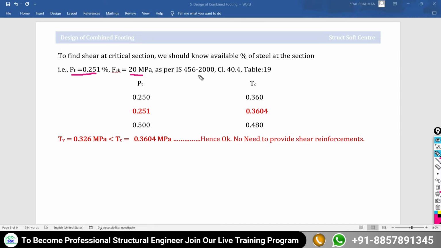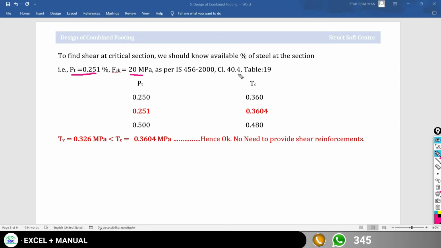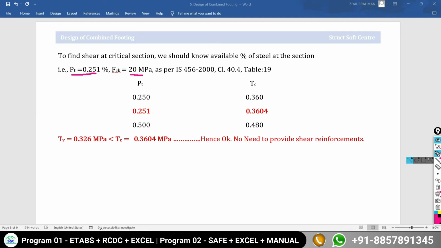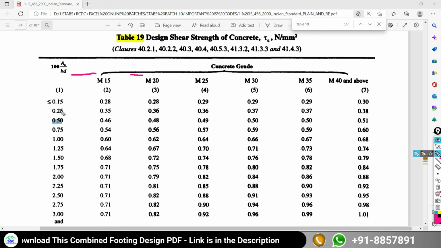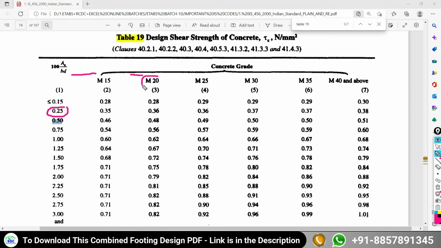Now we refer to IS 456 2000, clause number 40.4, table number 19. Have a look over the IS code 456. This table will tell you how much the critical shear is, and it depends on the available percentage of reinforcement as well as the grade of concrete. The available percentage of reinforcement is 0.251, which comes in between 0.25 and 0.5.